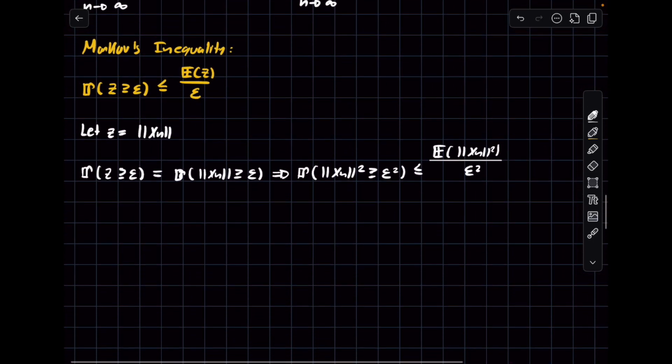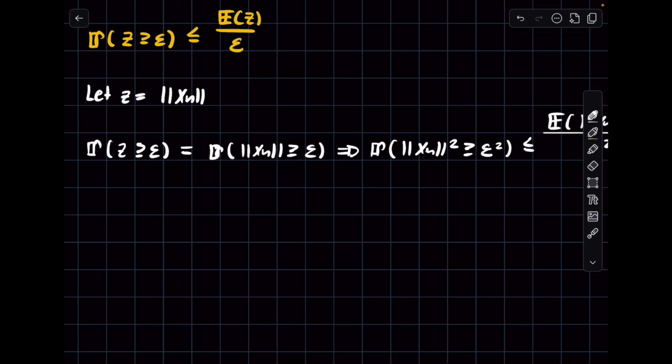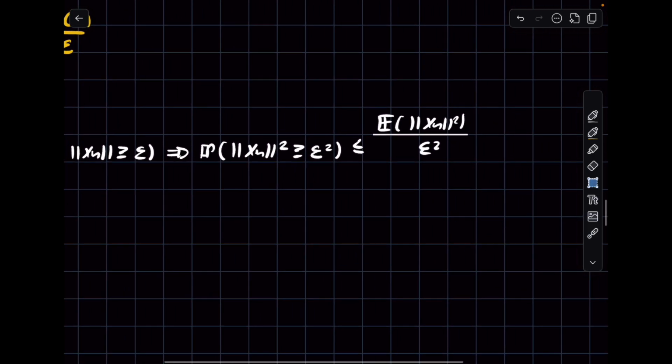Now, as we know, let's just take the limit of this. So the limit of this little guy, the limit as n approaches infinity, of this whole chunk.